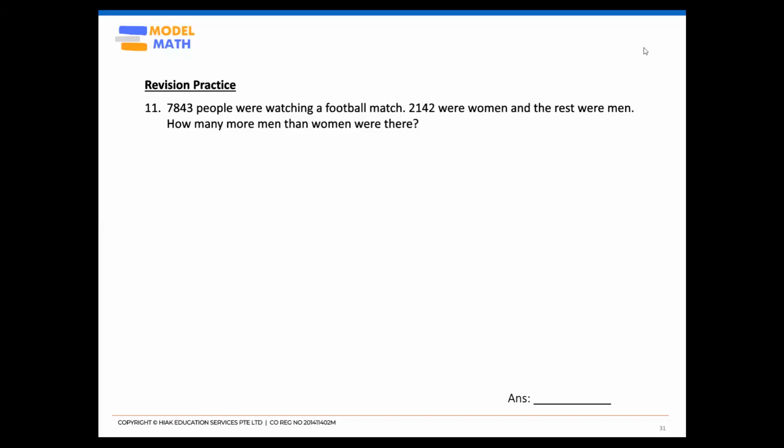Question 11. 7,843 people were watching a football match. 2,142 were women and the rest were men. How many more men than women were there?